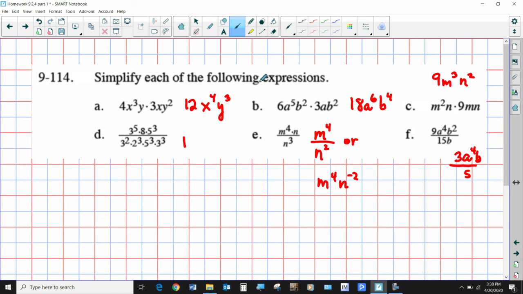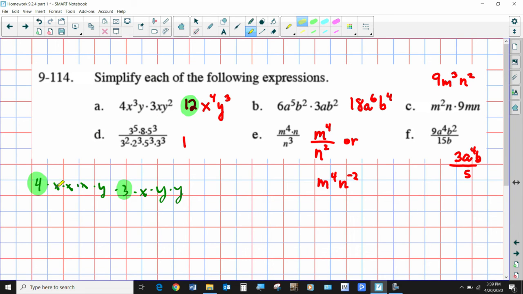Simplify each of the following expressions. All right. We've got all those exponent rules from, I believe, chapter 8. And if you were to expand all of these out completely, I'm not going to do all of them, but I'll do a couple. This would be 4 times x times x times x times y times 3 times x times y times y. Let's take the number parts and put them together. 4 times 3 is 12, correct?